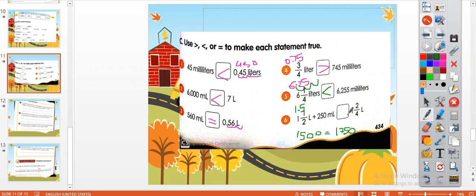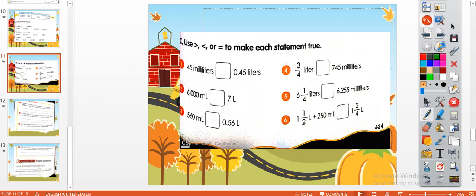milliliters. Okay, then here I'm going to convert this into liters. Remember, 2 over 4 is a half, so this is 1.5, and as you can see, it is less than this one. Or there's an even simpler way to do this. Just convert this into 1 over 2. You're going to see that 1 over 2 and 250 milliliters is bigger than 1 and 2 over 4.